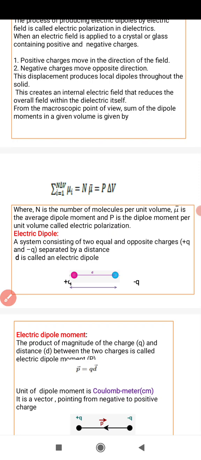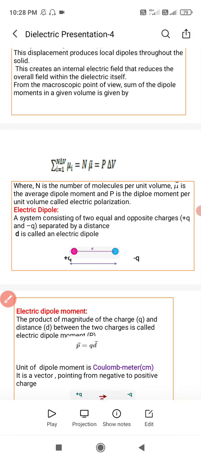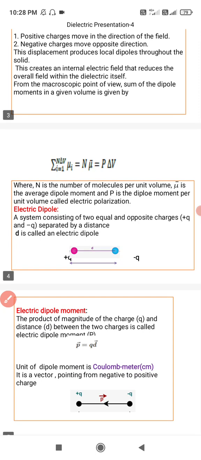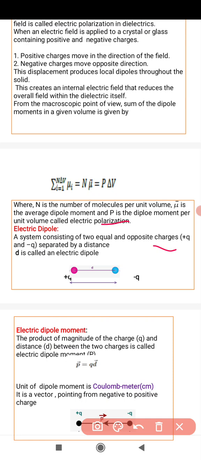Now we see the electric dipole. An electric dipole is a system consisting of two equal and opposite charges, plus q and minus q, separated by a small distance. Here we see one charge plus q and the minus charge, separated by a certain small distance d. It is called an electric dipole.